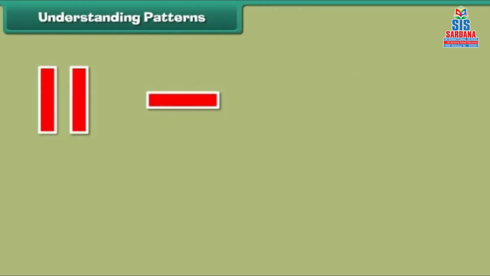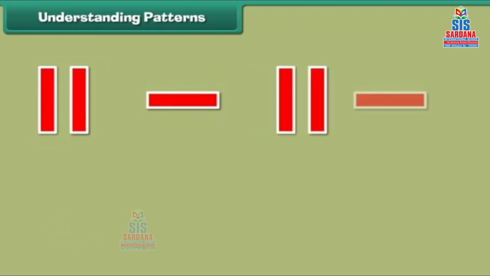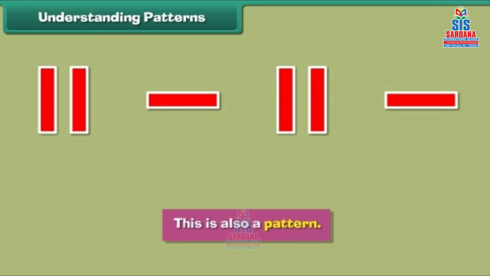Look at one more arrangement. In this arrangement, 2 standing lines are followed by a sleeping line. Then, again 2 standing lines are followed by a sleeping line. This is also a pattern.